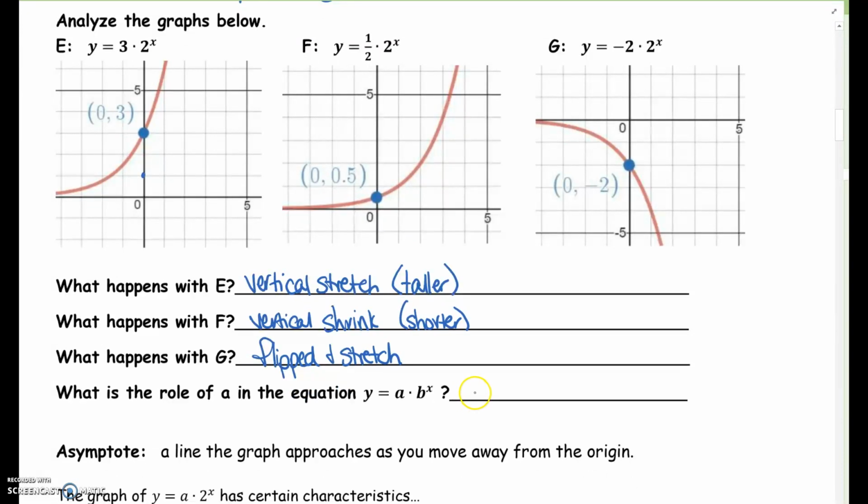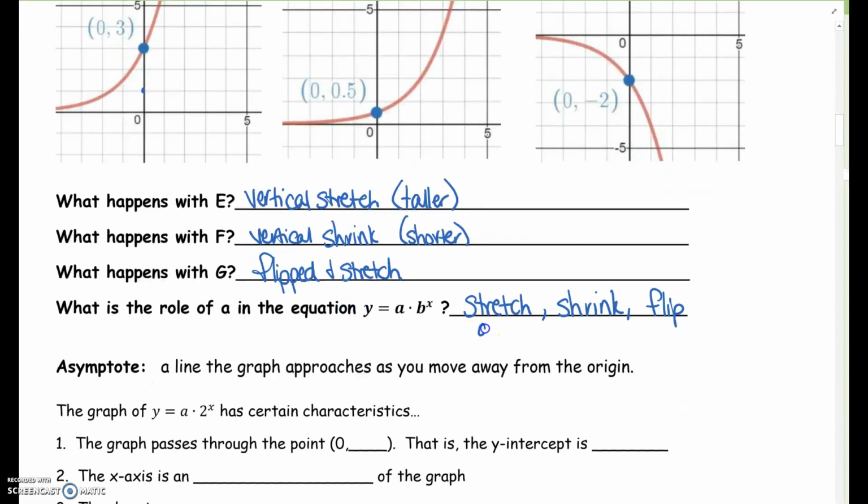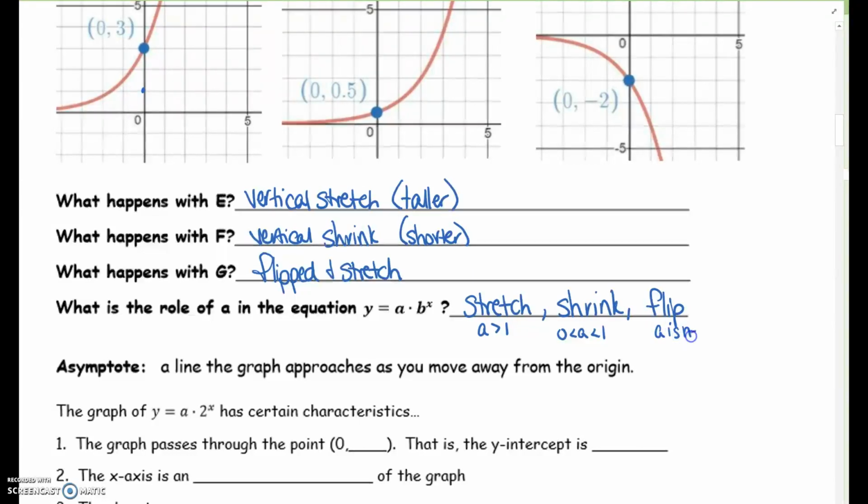So the A is going to stretch, shrink, and or flip the graph. It stretches the graph when A is larger than 1, like 2, 3, 4, 5, etc. It's going to shrink the graph when A is between 0 and 1, like 1/2, 1/4, 0.7, 0.2. And it's going to flip the graph when A is negative.